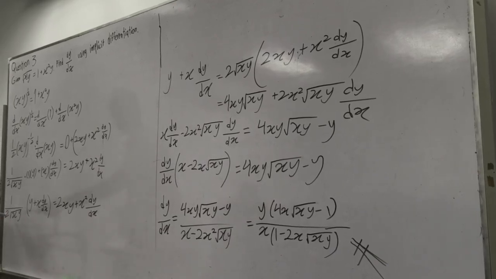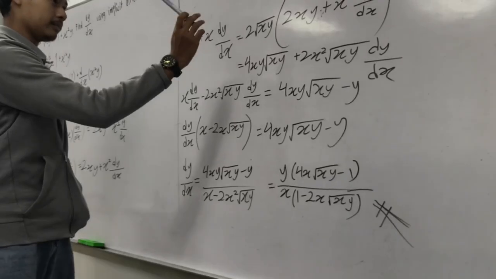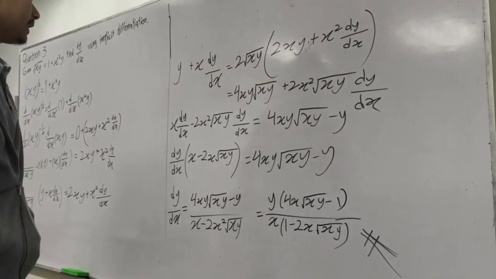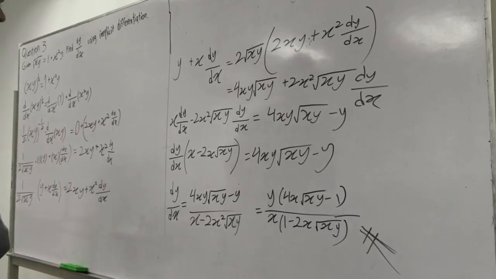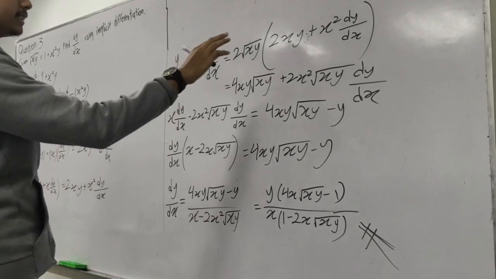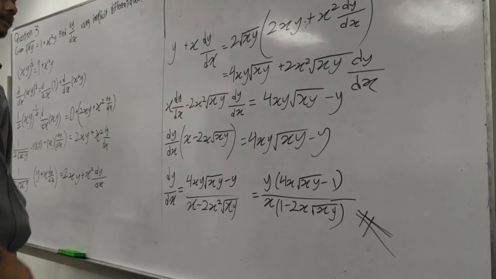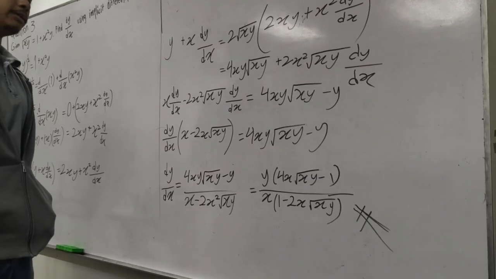First we will put the denominator to the right side. So it becomes 2xy multiplied by all of this in the bracket, and then leaving us with y plus x dy/dx. And then we will settle the right side. We will multiply it, and then we get 4xy square root of xy plus 2x square root of xy dy/dx.